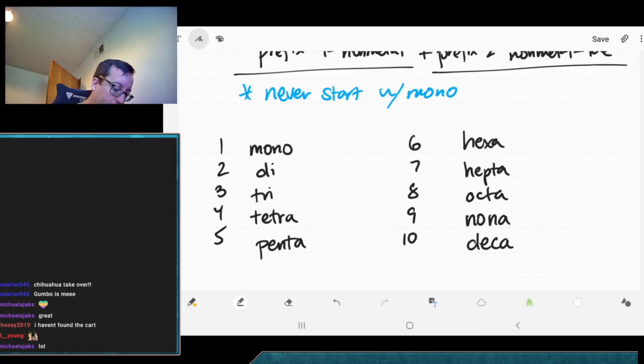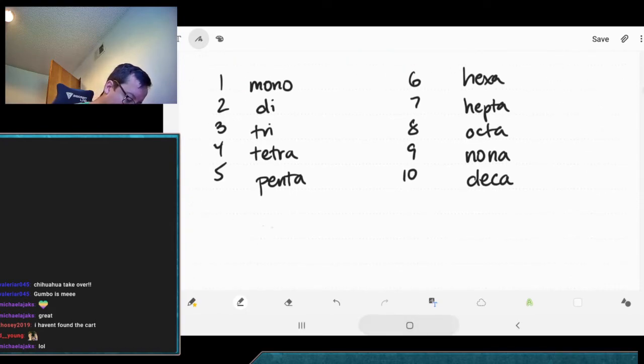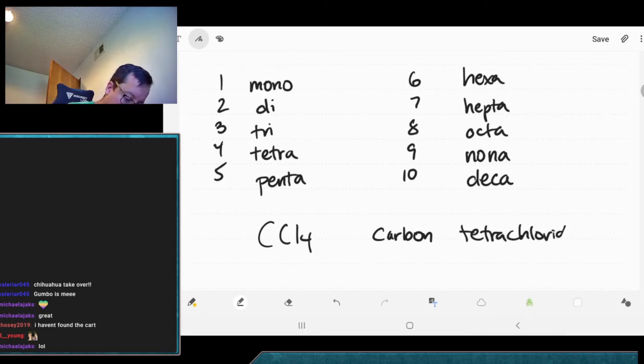So, yeah. Let's do another one. CCl4, we would call this carbon tetrachloride. The pattern is simple. Name the first one with how many it is. Name the second one with how many it is. Ta-da! And you're done.